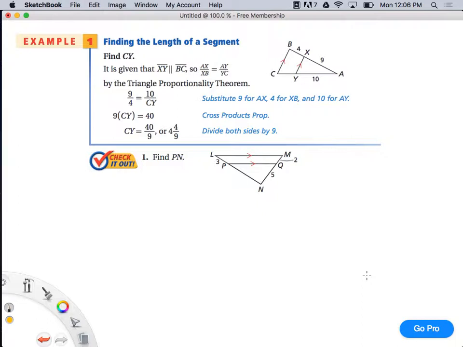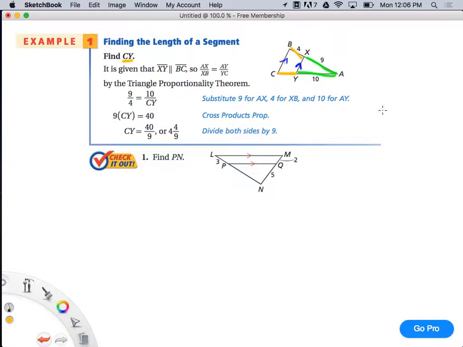All right, so let's take a look. What's it telling us to find? Well, it's asking us to find CY. Well, that's right here. Well, I know that this line here is parallel to this line, so I know it divides the sides proportionally. So that means this green over the yellow is equal to this green over this yellow. Okay, it's dividing these sides proportionally, so it means this over this equals this over that, right? Or CY over 10 equals 4 over 9. And that's exactly what you see here.